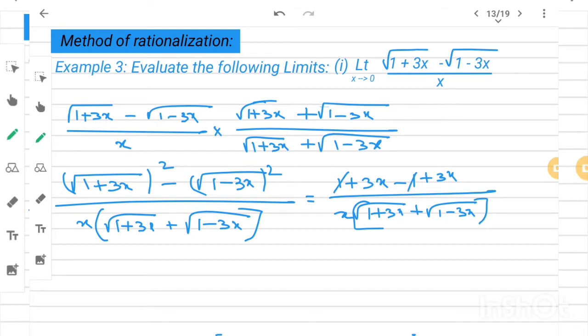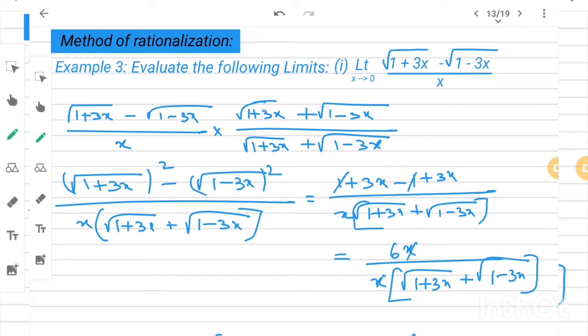Then 3x plus 3x becomes 6x. So 6x by x of root of 1 plus 3x plus root of 1 minus 3x, and this x and this x will get cancelled. Now I'm going to substitute the value over here, that is limit x tends to 0, the function becomes 6 by root of 1 plus 3x plus root of 1 minus 3x.